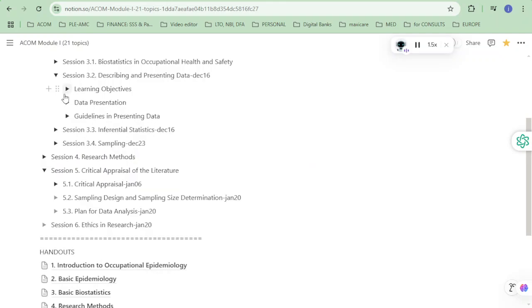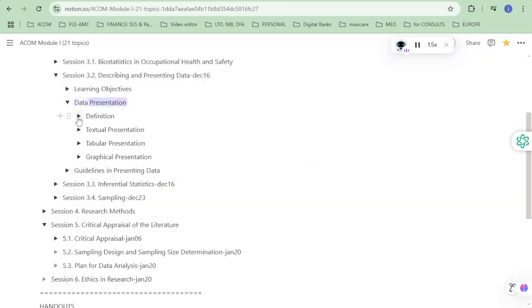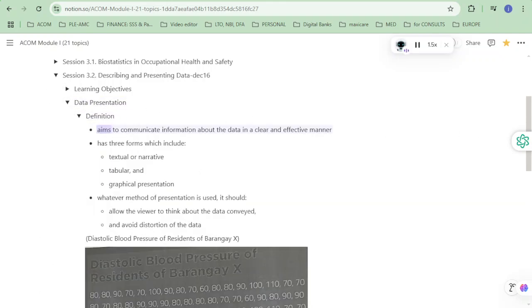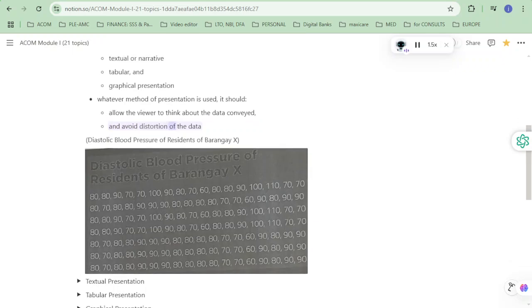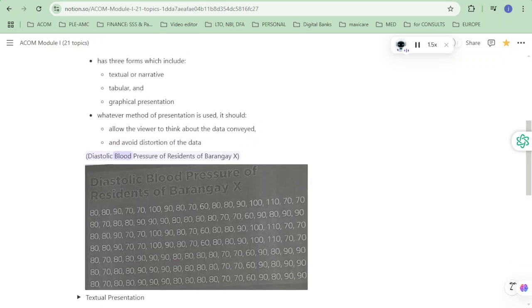Data presentation. Definition. Aims to communicate information about the data in a clear and effective manner. Has three forms which include textual or narrative, tabular, and graphical presentation. Whatever method of presentation is used, it should allow the viewer to think about the data conveyed and avoid distortion of the data. Diastolic blood pressure of residents of Varanasi X.